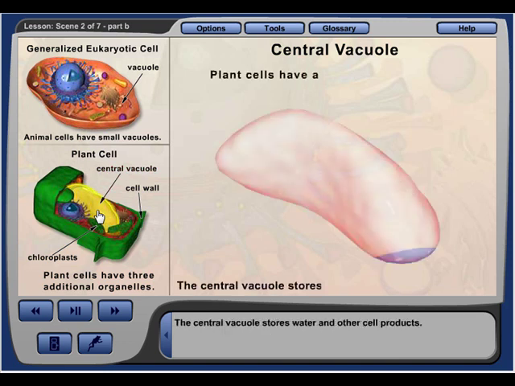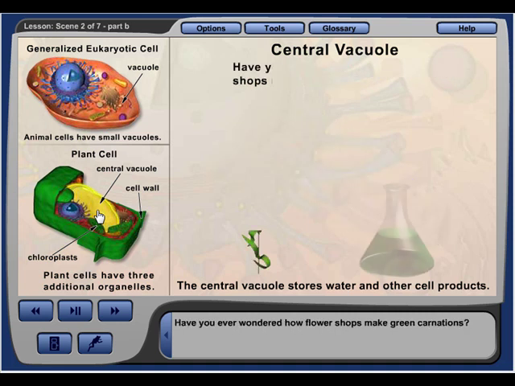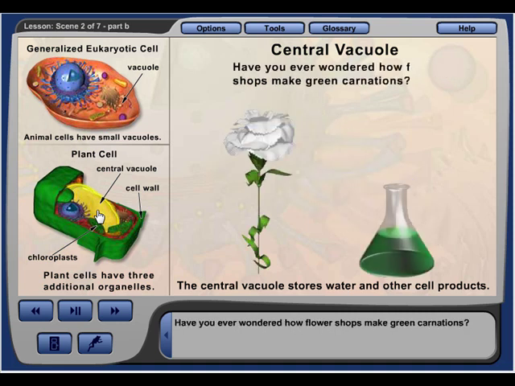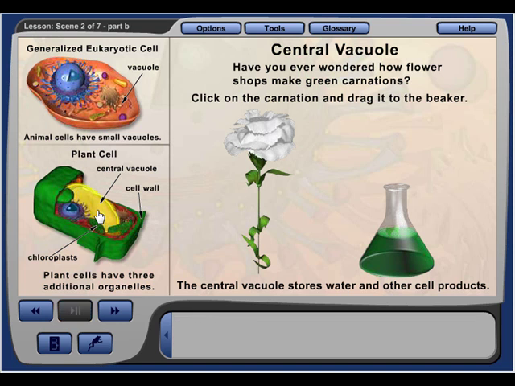The central vacuole stores water and other cell products. It also offers support for the cells so that they do not collapse. Have you ever wondered how flower shops make green carnations? To find out how this happens, click on the carnation and drag it to the beaker of colored water.